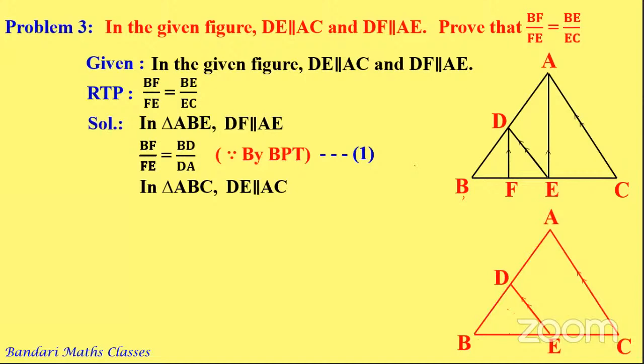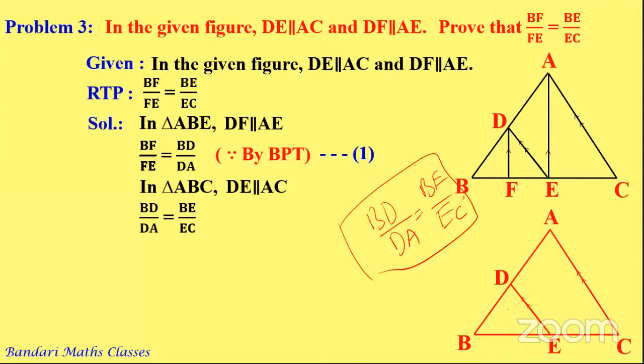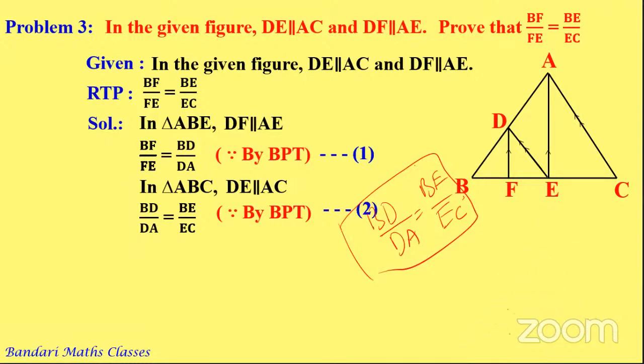BD by DA equals BE by EC. Very good. Once again, please. BD by DA equals BE by EC. Very good, keep it up. So, BD by DA equals BE by EC according to the basic proportionality theorem. What she said is correct. Equation number 2. So, equation 1, equation 2.